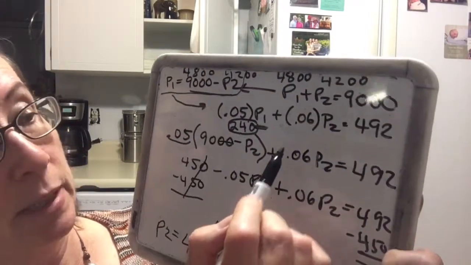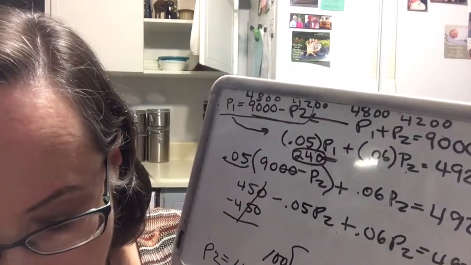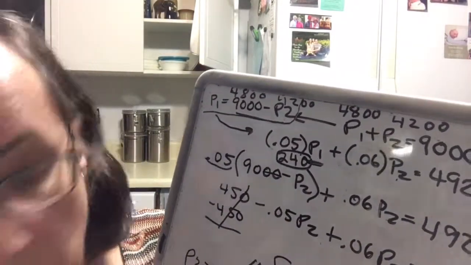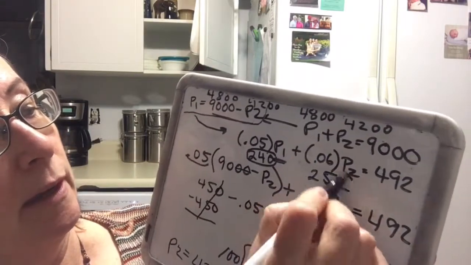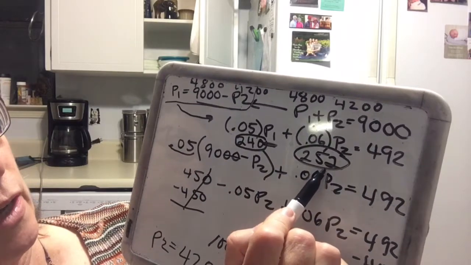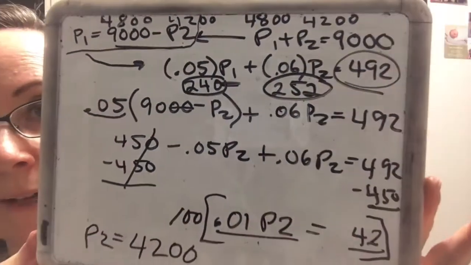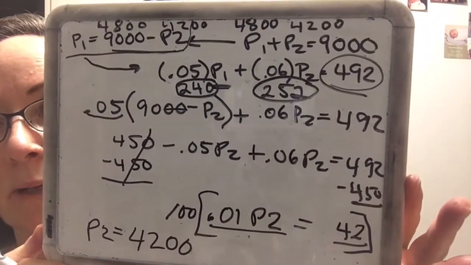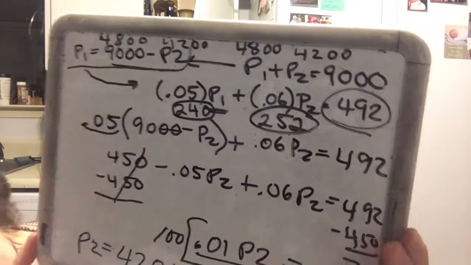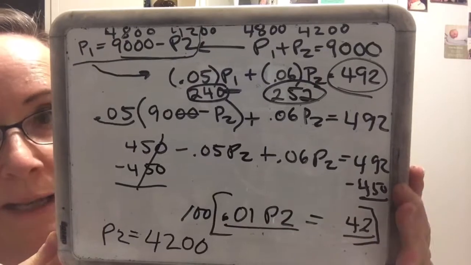Okay, and then I'm going to take the P2, which is 4,200, 4,200 times 0.06, and I get 252. So if I add 240 and 252 together, I do get 492. So I know that I got it correctly done. That was a lot of work, but we got the right answer. One account was 4,800 and the other account was 4,200. So there's your screen so that you can copy all of that.